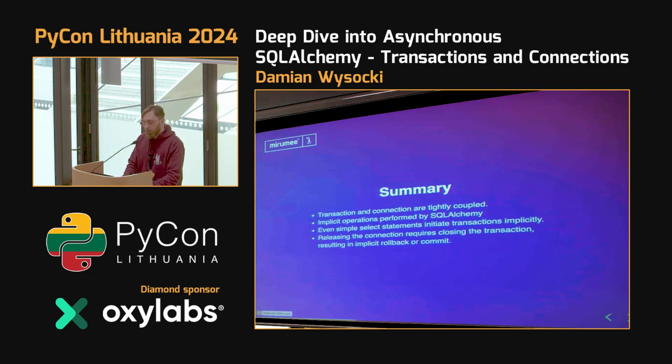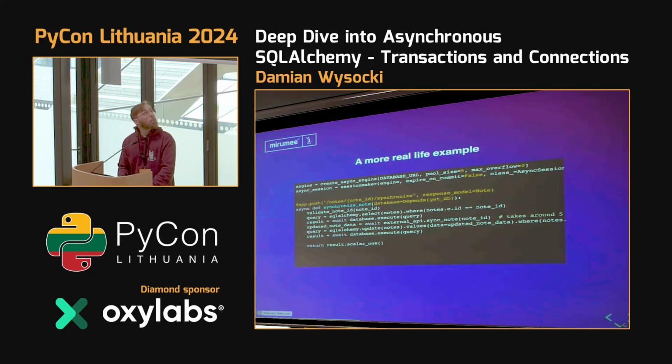So, to summarize what we learned so far, we now understand the close relationship between transactions and connections. SQLAlchemy handles certain operations implicitly, which is why it's important to be aware of what is happening behind the scenes. We also discovered that even for a simple select statement, the transaction is initialized implicitly. Furthermore, to release the connection, we need to close the transaction, which explains why we may observe an implicit rollback or commit, even if we do not explicitly execute one.